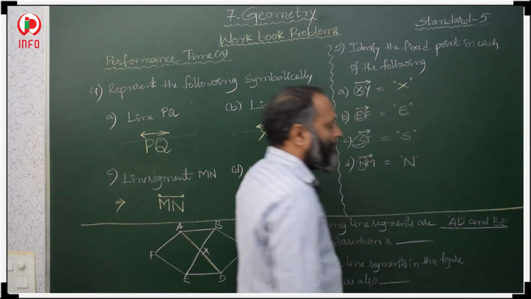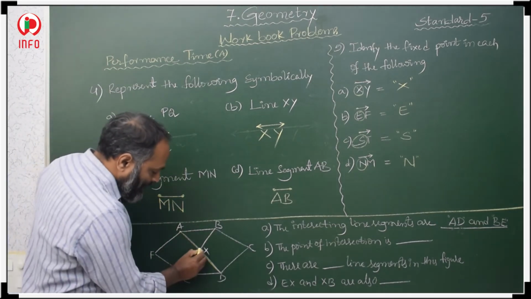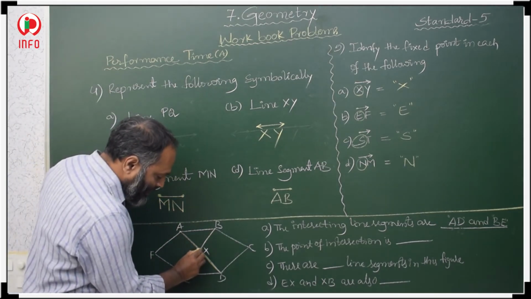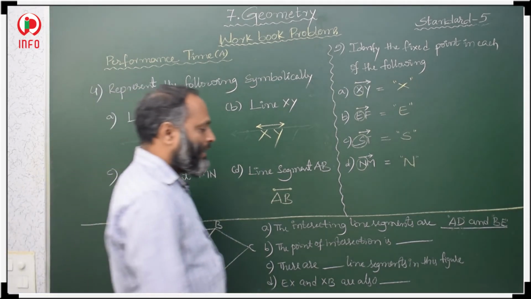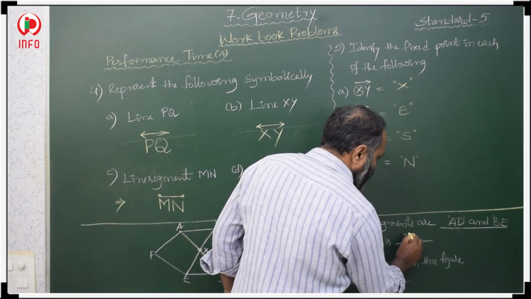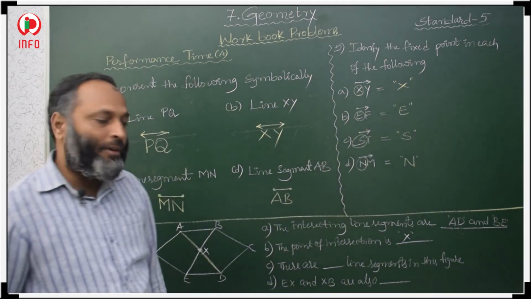Now the intersection point is this point. The intersection point is X. X is the point of intersection.